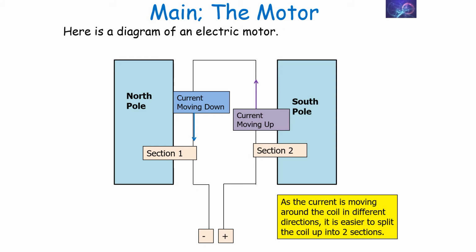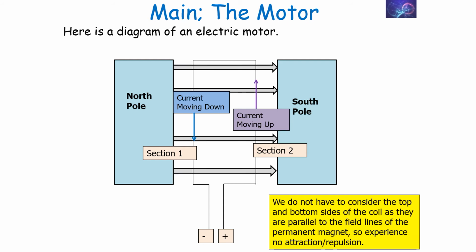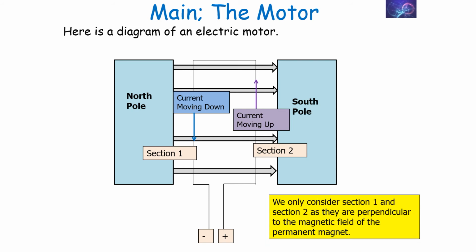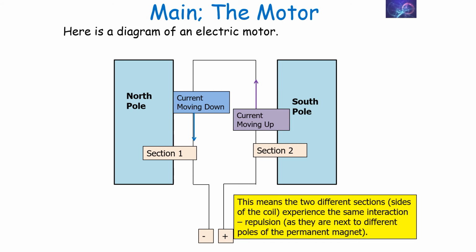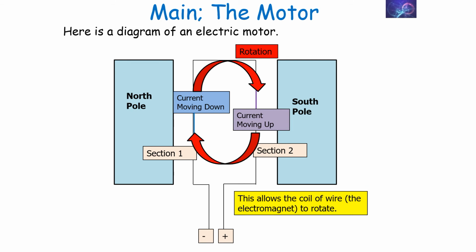As the current is moving around the coil in different directions, we can split the coil up into two sections, section 1 and section 2. We don't have to consider the top section and the bottom section of the coil, as they're parallel to the field lines of the permanent magnet, so experience no attraction and repulsion. We only consider section 1 and section 2 as labelled in our diagram because they're perpendicular to the magnetic field of the permanent magnet. In each section, the current is moving in a different way, so the magnetic fields they produce are in opposite directions. This means the two sides of the coil experience the same interaction, repulsion, as they're next to the different poles of the permanent magnet, and this allows our coil of wire to rotate.